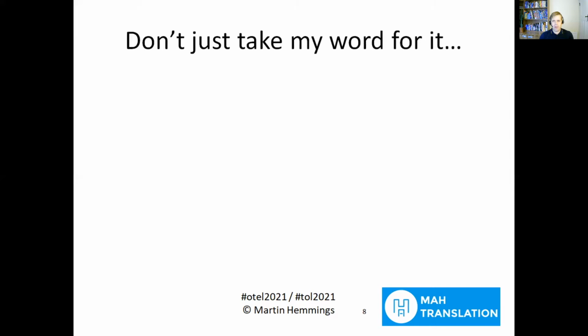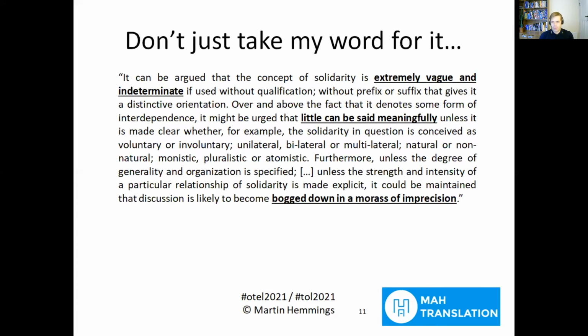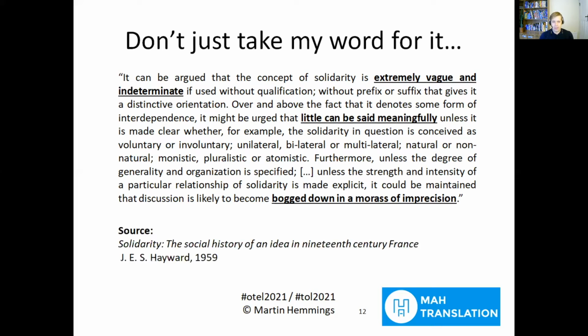But don't just take my word for it. I'm not going to read through this whole passage, but you can always pause the video and have a look. But the point that this academic was making in the 1960s is that solidarity is extremely vague and indeterminate. It can't really be used to say much meaningfully. And my favorite part of this quotation is that when we do talk about solidarity, we are likely to become bogged down in a morass of imprecision, which is exactly the kind of thing we want to be avoiding as translators.